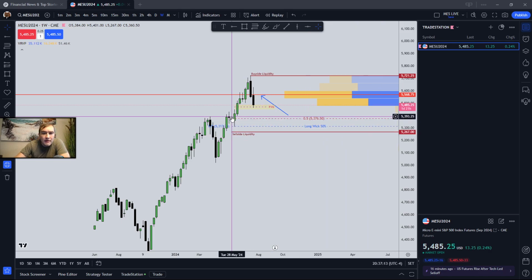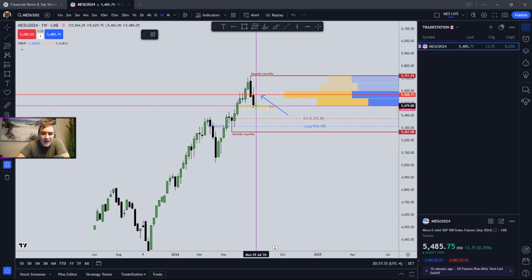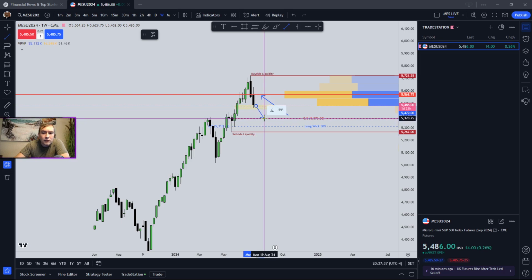We have an order block, just taking the wicks of these two black candles from Monday the 20th of May and then Tuesday the 28th of May. Just taking those 2 weeks and taking the bodies of the candles, the mean threshold or the 50% point of these two candles is 5,376.50.